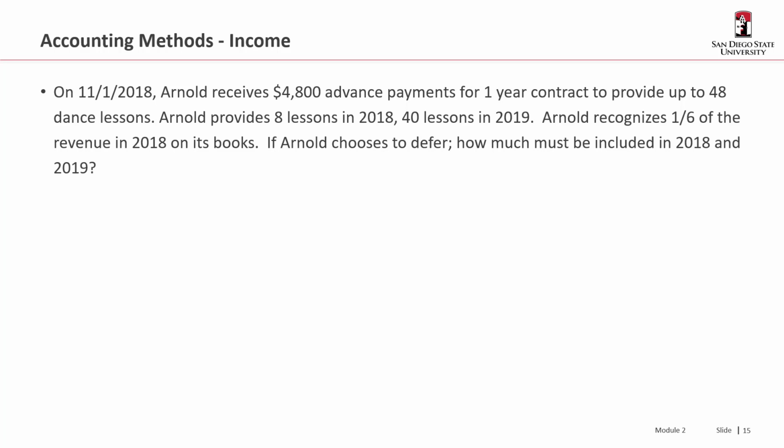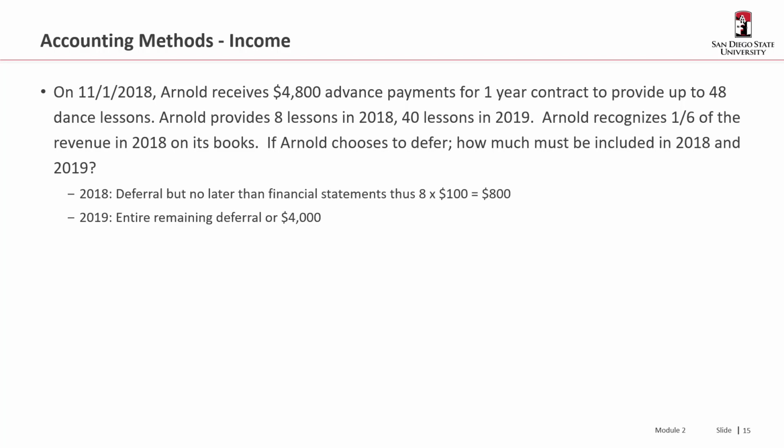If Arnold chooses to defer, how much would be included in 2018 and 2019? So Arnold elects the deferral under 451. So he can defer, but never later than the financial statements. So since his financial statements earned $800 in 2018, for tax purposes, he's also required to recognize $800 of revenue. Under tax, it's irrelevant what he did in 2019 because the entire remaining deferral must be recognized for tax purposes. So that's the remaining $4,000, right, of the $4,800 advance payment: $800 in 2018, $4,000 in 2019.